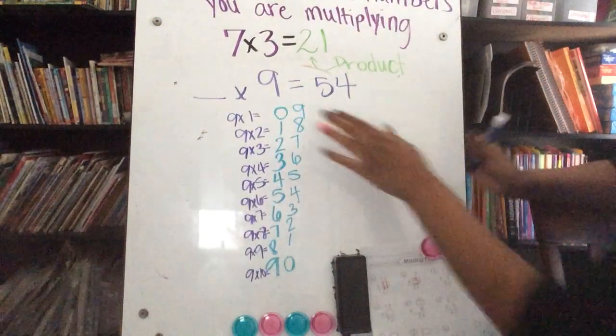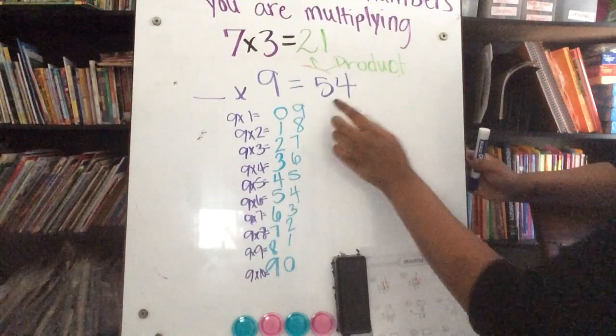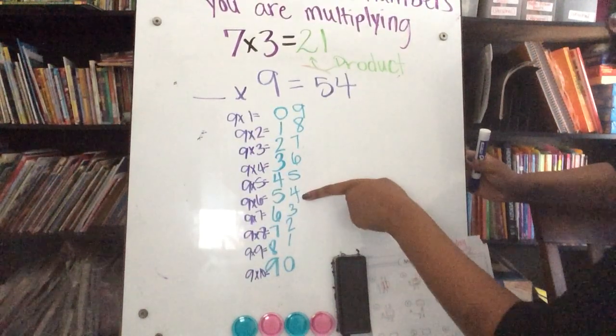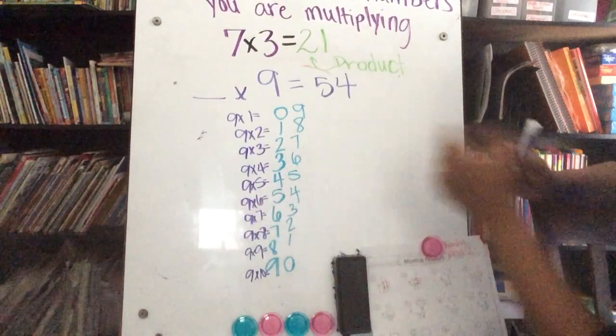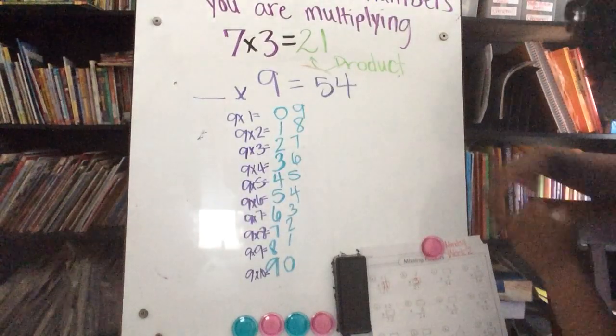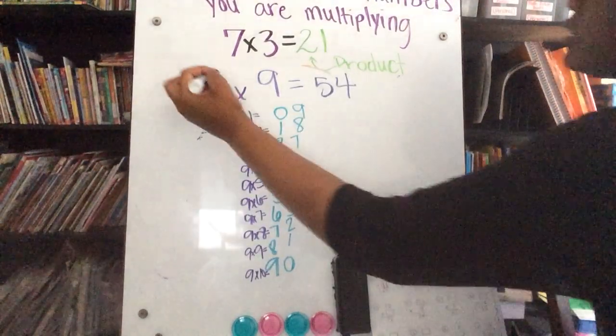So we want to know 9 times what equals 54. So if I go down this list, here's 54. And 9 multiplied by 6 equals 54. So in my blank is going to be the number 6.